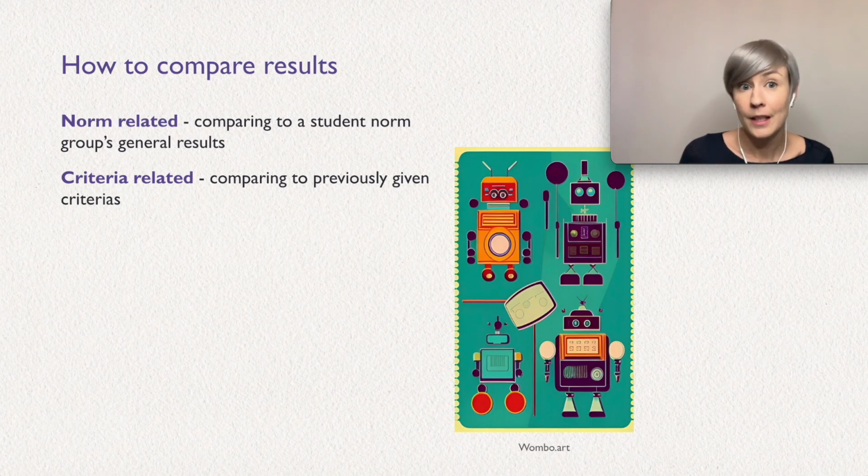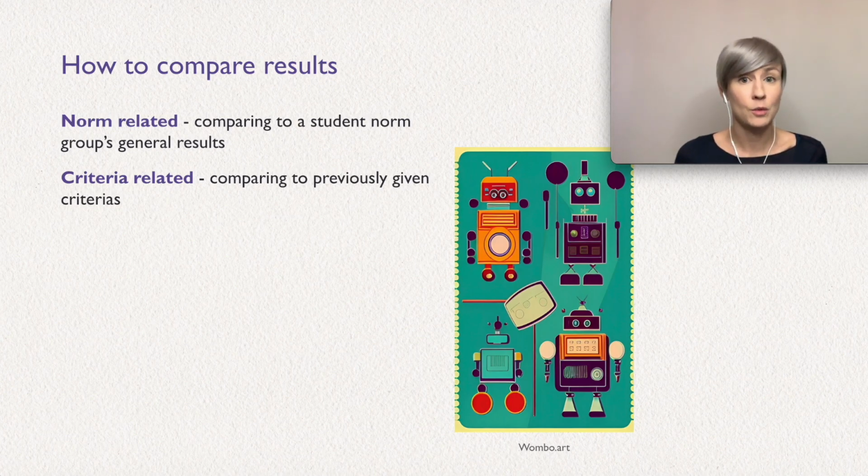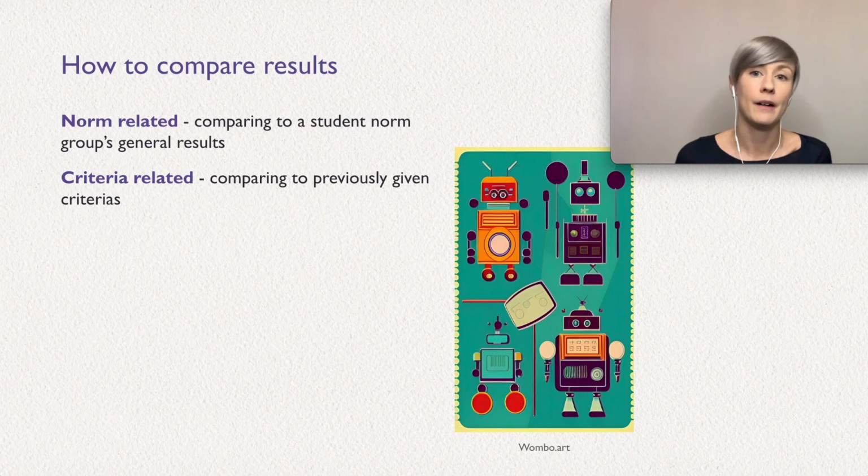The other way is to do criteria related. Here you do not compare the student to other students, but instead you compare to specific learning goals or previously given criteria. So criteria-related results measure to what level specific learning goals have been achieved. So here it doesn't matter how the other students did. Everyone can fail or everyone can get the highest grade. It doesn't matter if you were better than all your classmates if none of you reached the level needed to pass. And this is what we use here in this course.